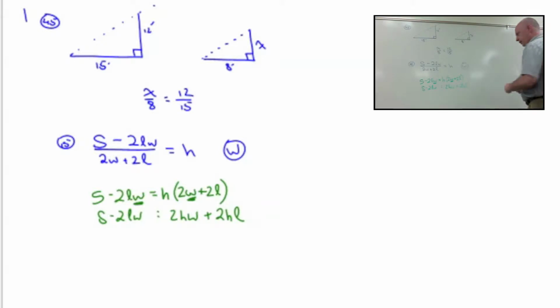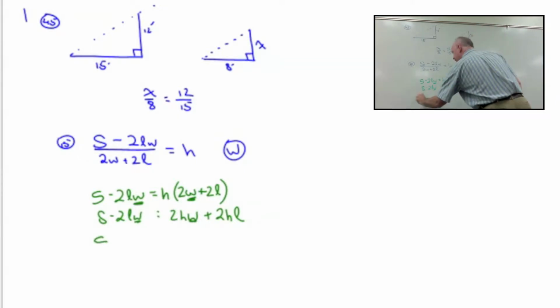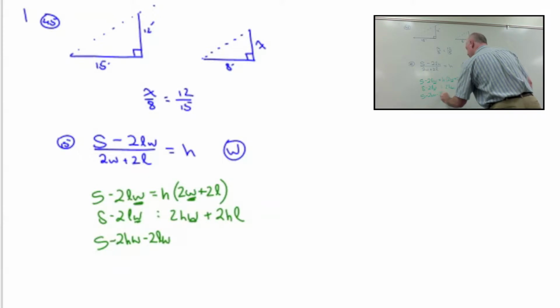All right, here's your W, here's your W. What should you do? We have to move the S to the other side. Why are you looking at the S? We don't have W alone, right? I want to get the W's on the same side. That should be your first goal. Because if you don't, you're going to have things moving left and right all over the place. So subtract 2HW, and you get S minus 2HW minus 2LW is equal to 2HL.